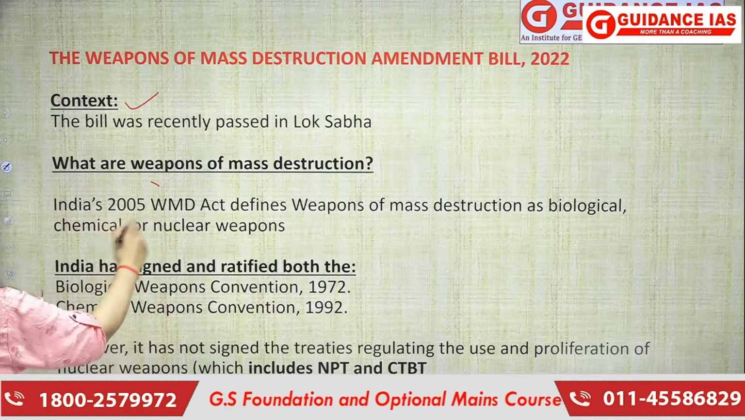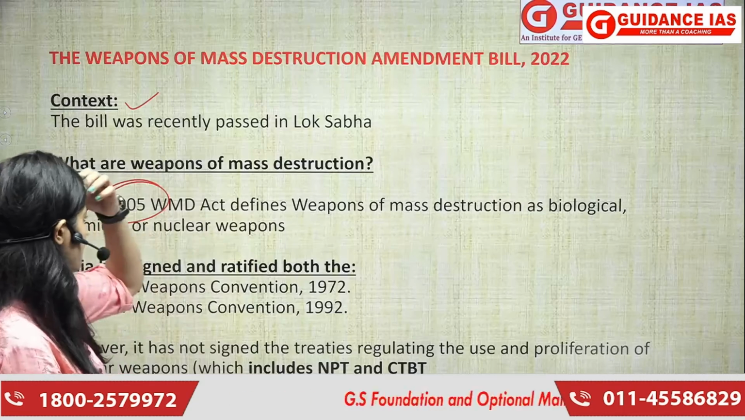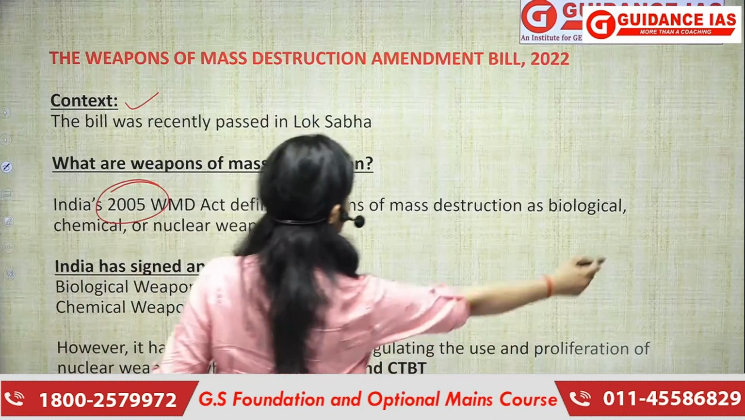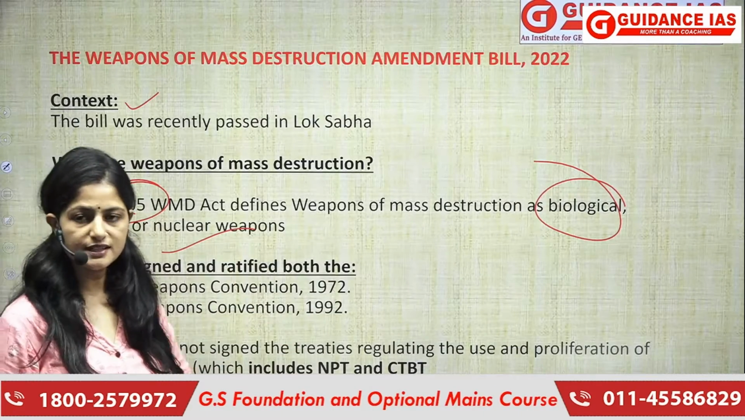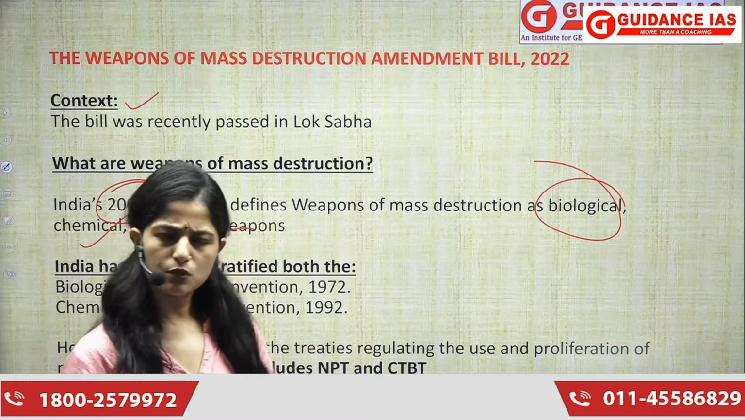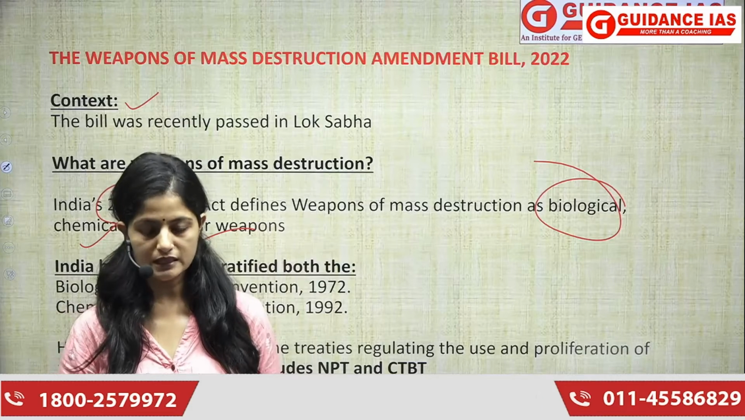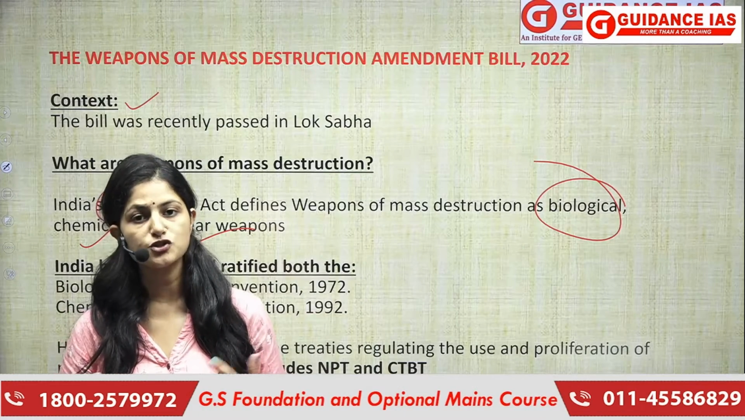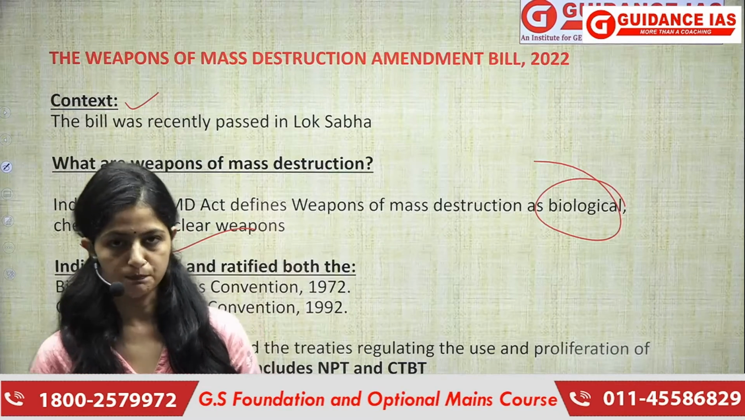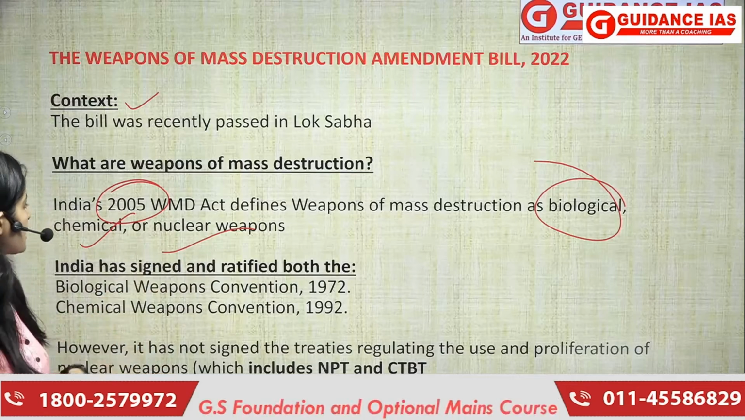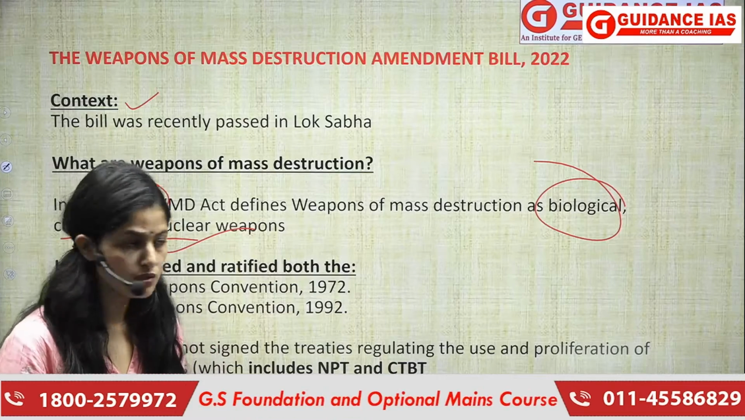Let's just see here. As I've told you, in 2005 there was an act which described weapons of mass destruction. These weapons could be biological, chemical, or nuclear weapons. Biological means, for example, suppose somebody intentionally spread the coronavirus; we do not know, there is no proof yet, but that would be an example of a biological weapon of mass destruction. Not just biological, chemical and nuclear weapons also come under the category of weapons of mass destruction.